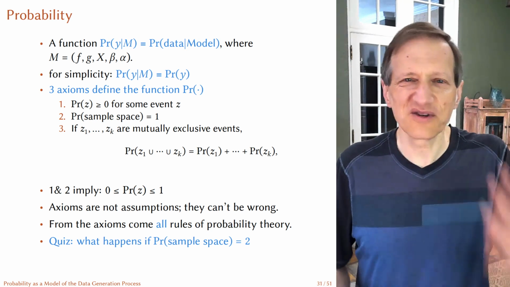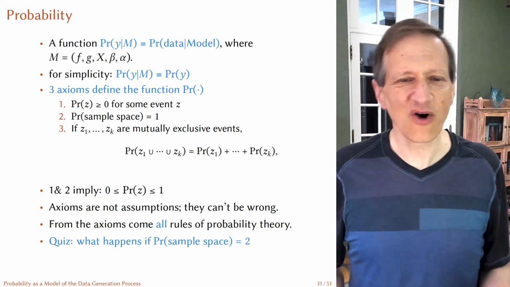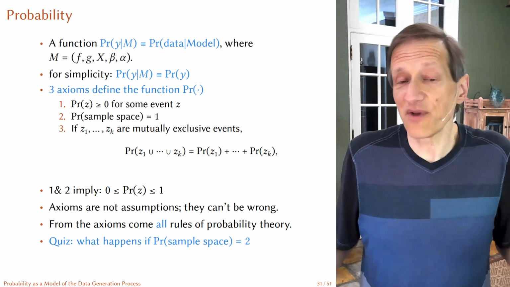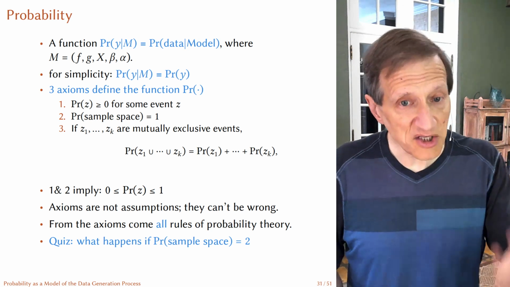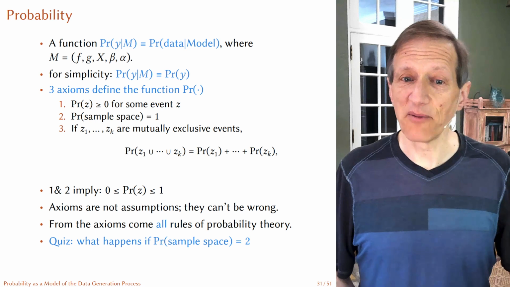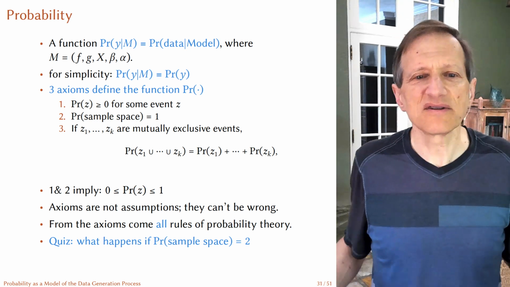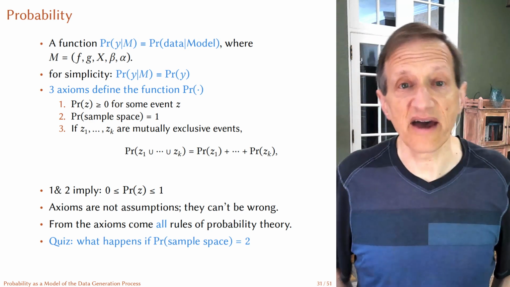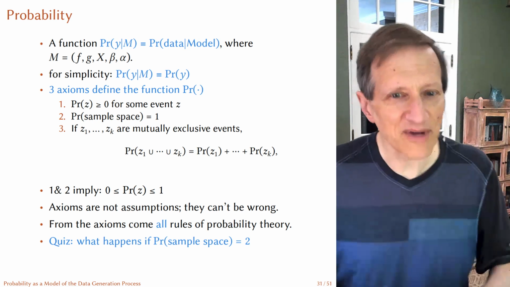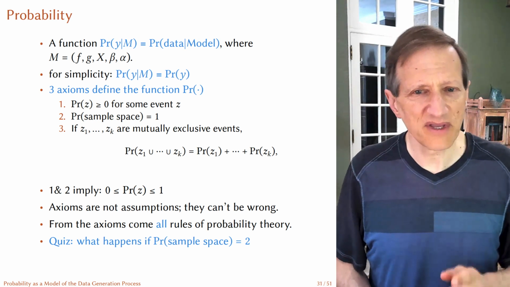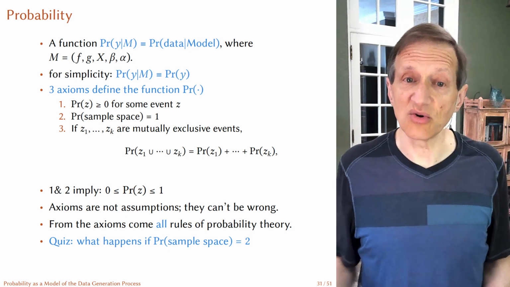So here's a quiz just to make sure that you understand what we're talking about. Let's suppose we change the axioms. Remember, I said they can't be wrong, but that doesn't mean we can't change them. Let's make the second axiom, the probability of the sample space, equal 2. Now just think to yourself for a minute, what happens to probability if we do that? What happens if we change the second axiom of probability so that the probability of something happening is 2?